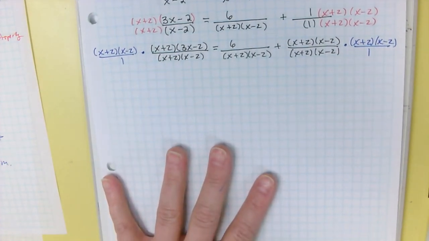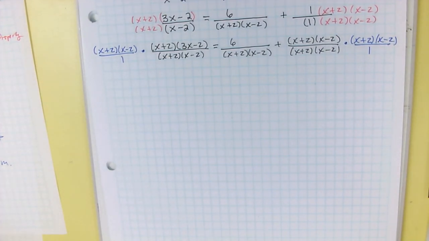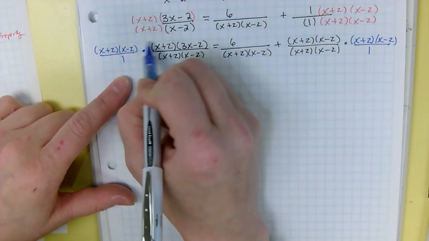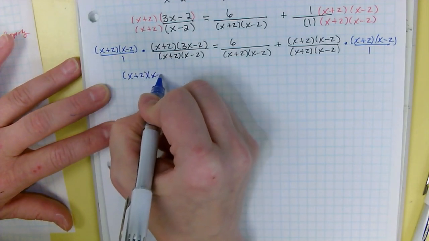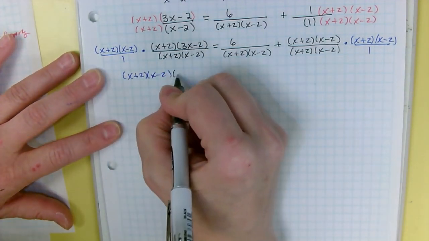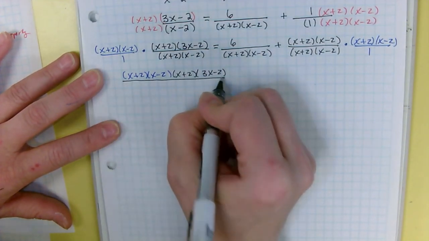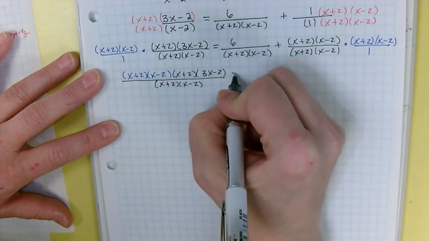And again, this next step I write out just on the notes. I do have people that write it out on their work because they say they just can't make sense of what gets crossed out without it. So on this side, the tops and the tops get multiplied. So you have the x plus 2, x minus 2, and then you have the x plus 2, 3x minus 2, which was already there, over x plus 2, x minus 2.